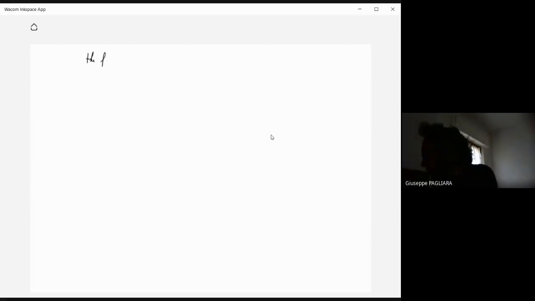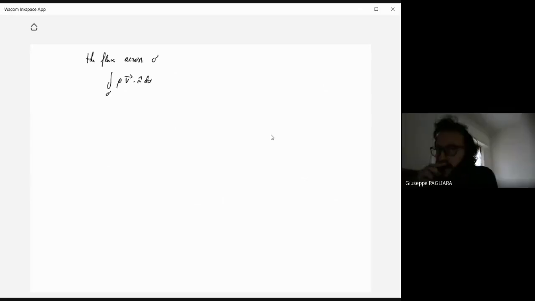So the flux across the surface sigma will be something like that. It would be the surface integral of rho v scalar n versor d sigma, as usual when defining a flux, where v is a vector of 6n dimension that contains the qi dot and the pi dot.